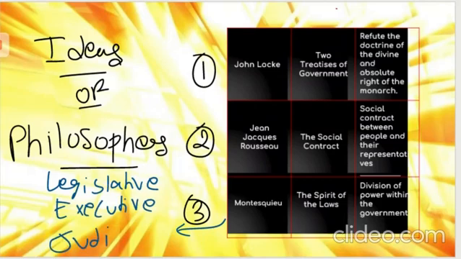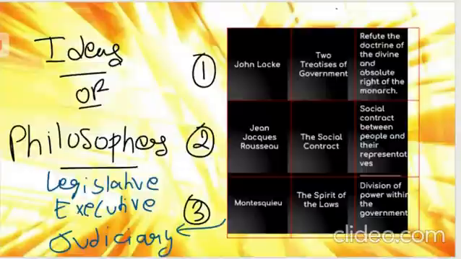Because at that time, what was the condition? Only the king had the powers. But Montesquieu said in his book that there should be a division of power in these three criteria: legislative, executive, and judiciary. So remember the main thing. John Locke wrote the book Two Treatises of Government. Jean Jacques Rousseau just gave a social contract, it wasn't a book. And Montesquieu wrote again a book, The Spirit of Laws.